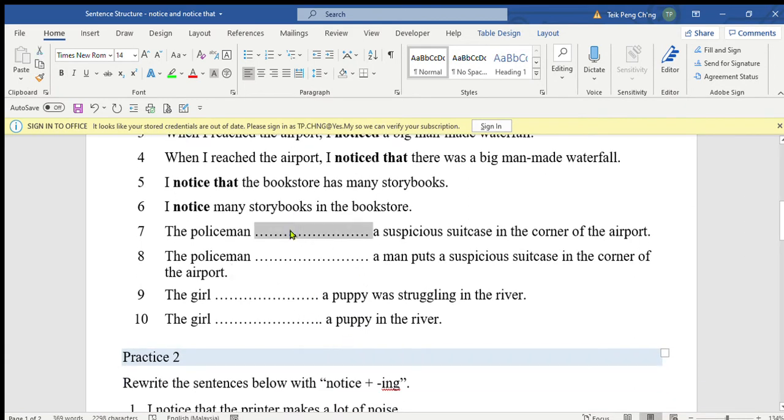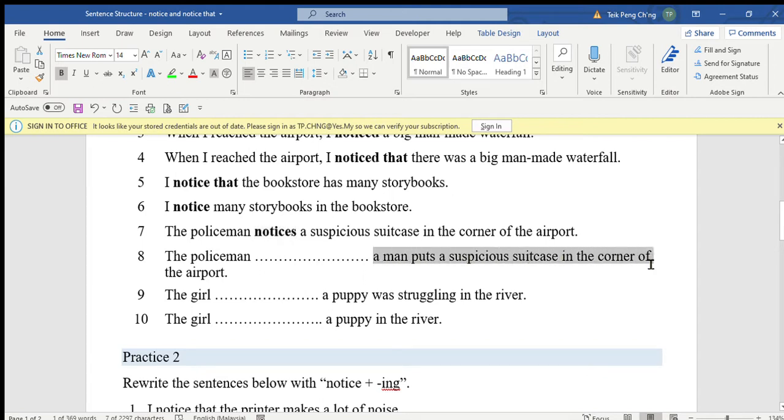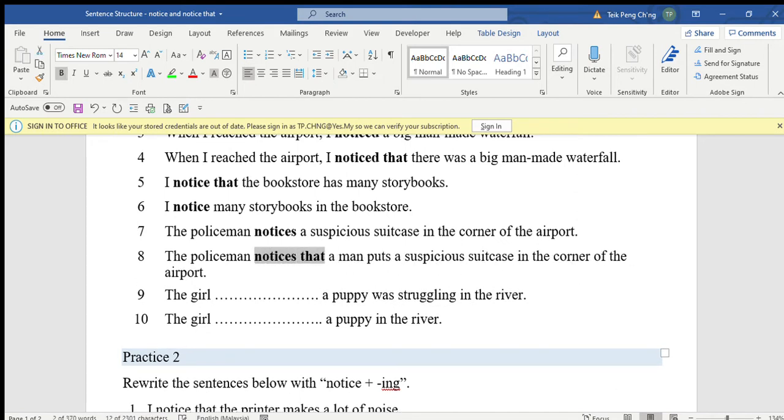Number 7. The policeman notices a suspicious suitcase in the corner of the airport. Number 8. Look at the object. A man puts a suspicious suitcase in the corner of the airport. It's a sentence. So you have to use notices that. The policeman notices that a man puts a suspicious suitcase in the corner of the airport.